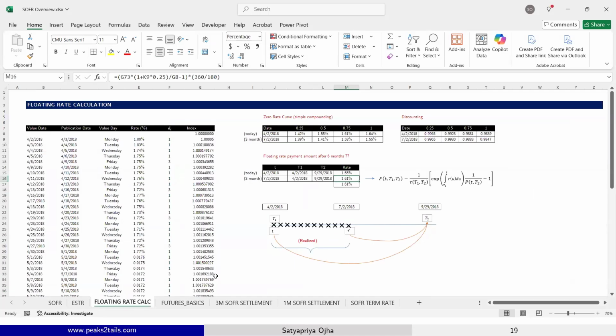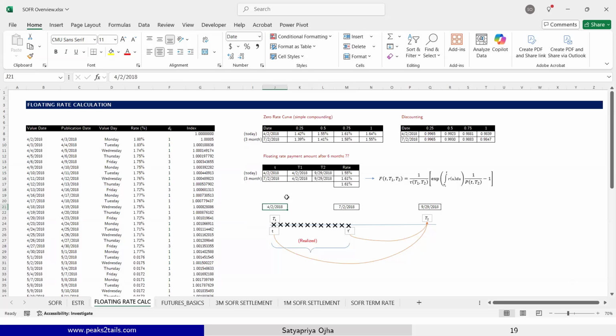All right. So let's do this. Let's say you are here, 2nd April 2018, that is where you are standing right now, okay? There is a cash flow that is happening, a floating rate cash flow happening after 6 months, from here to here, 6 months.